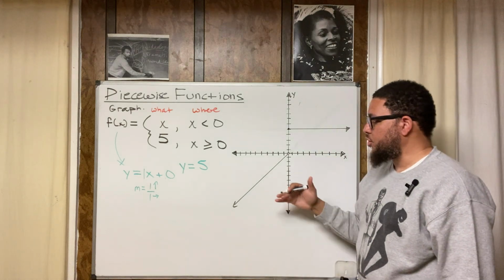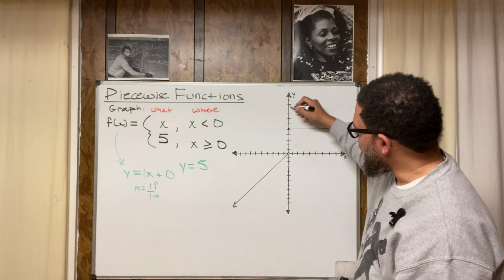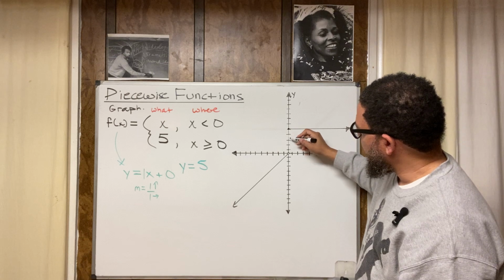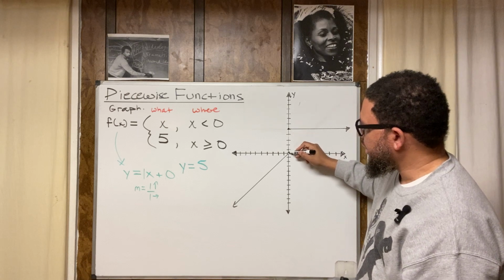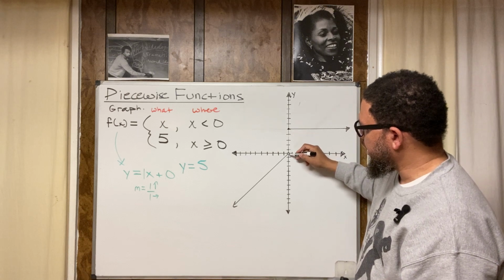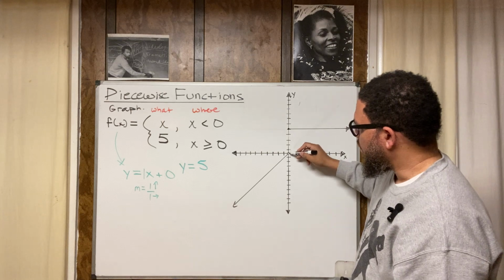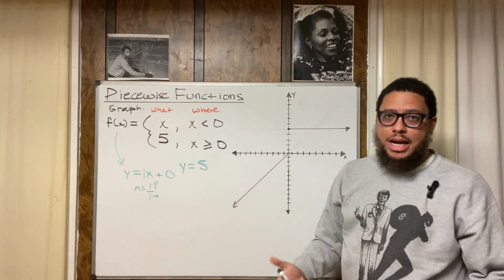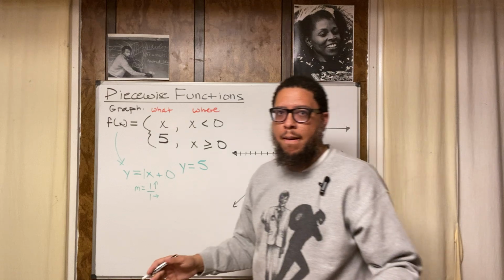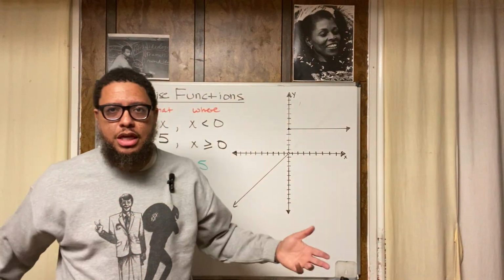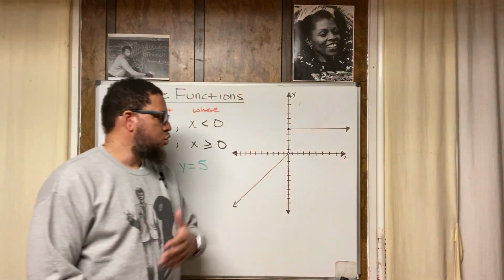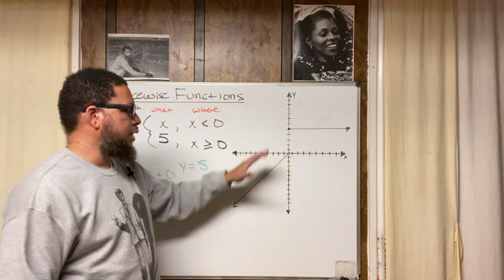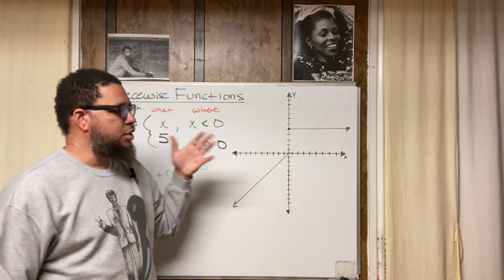It still passes the vertical line test, because if I draw a vertical line, it's going to hit this point, and then it keeps going. Notice how this is an empty circle. This isn't shaded in. This is an empty circle, right? So it still passes the vertical line test. It doesn't hit two points. No vertical line can hit two points on the same graph, right? So because of that, it's still a function. So this is a piecewise function.